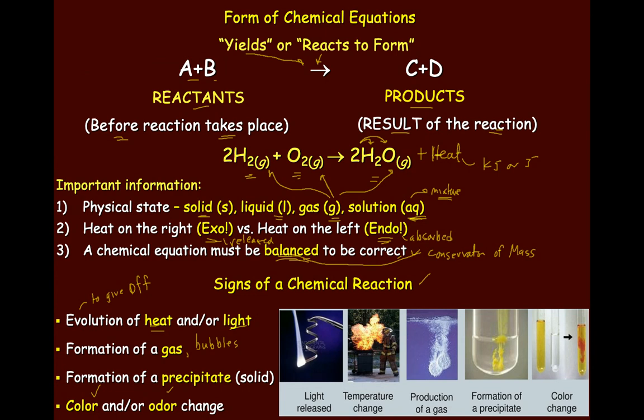You can see light in this video being released when you burn magnesium. Here, a temperature change, of course, when you're creating flames or a fire, some heat being generated. A production of a gas, you'll see bubbles here. Here's a good example of the precipitate. You'll see this yellow solid being formed, almost like a cloudiness. And again, a color change between these 2 test tubes would generally create this red solid.